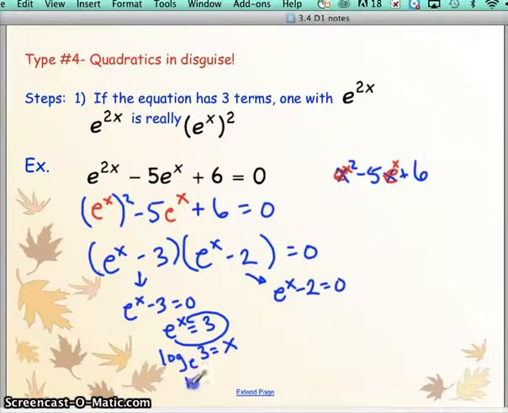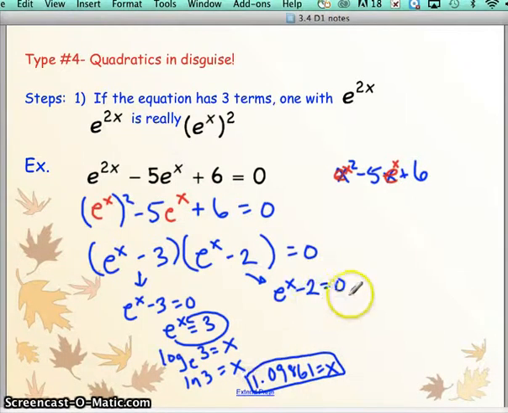And log base e of 3 is the same thing as natural log of 3. And you can type natural log of 3 in your calculator and you'll get 1.09861. Okay, that'll be one of our solutions.